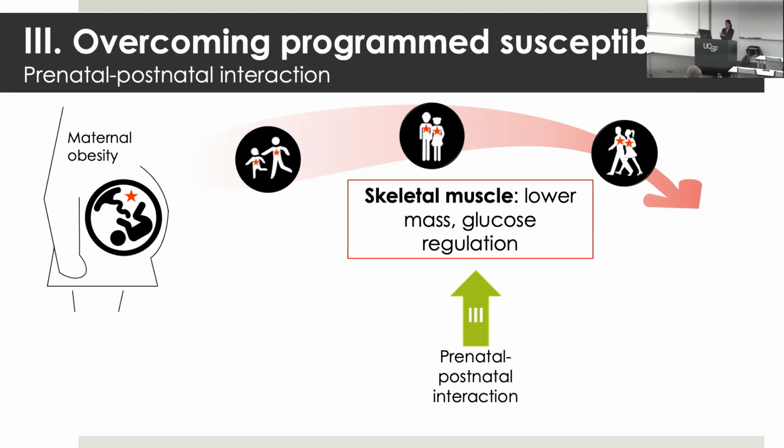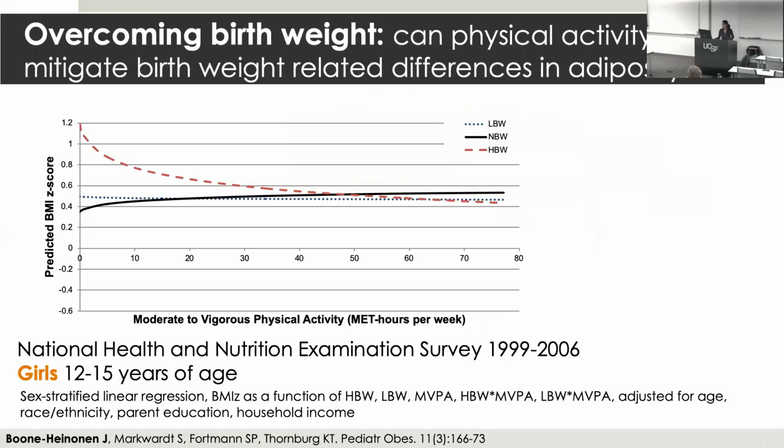Another way to think about this is as a prenatal-postnatal interaction. This is an initial cross-sectional study using NHANES data, and I'm showing it here mainly because it's very nice for illustrating the concepts I'm trying to convey. This is again for girls only, adolescents. This is predicted BMI Z-score on the y-axis and physical activity in MET hours per week on the x-axis, a measure of overall volume of physical activity. We're showing this for three birth weight categories: high birth weight in red, low birth weight in blue, and normal birth weight in black.